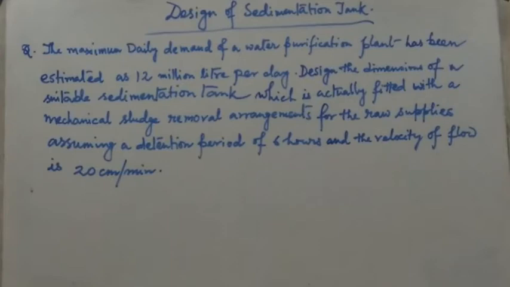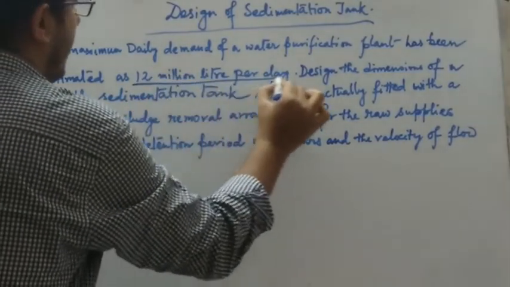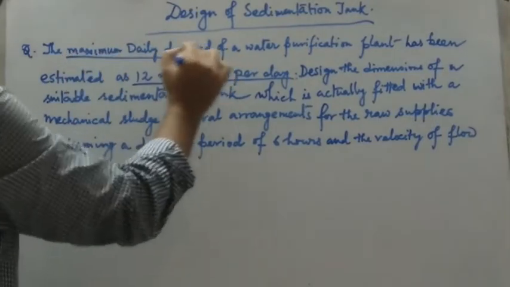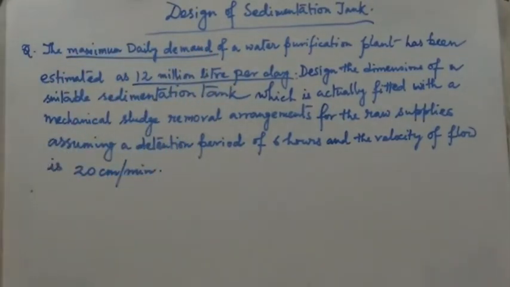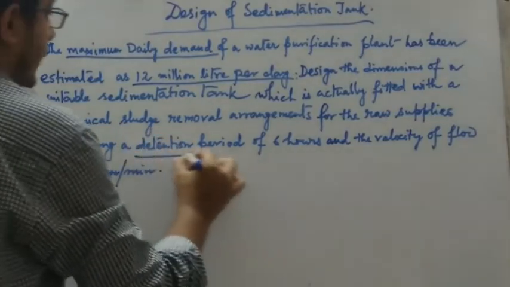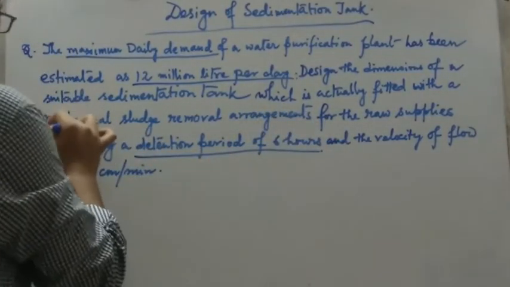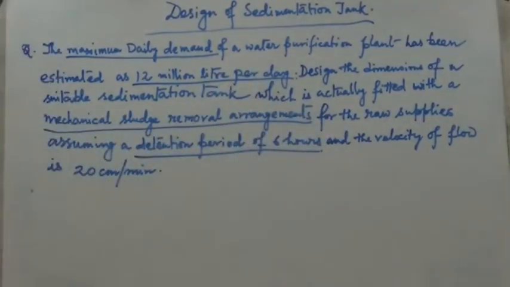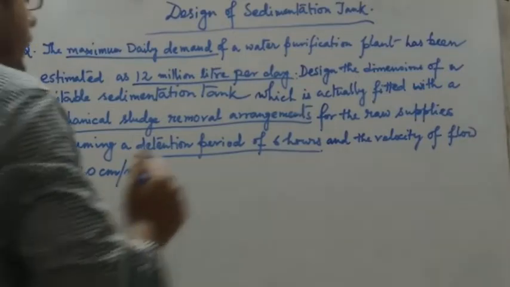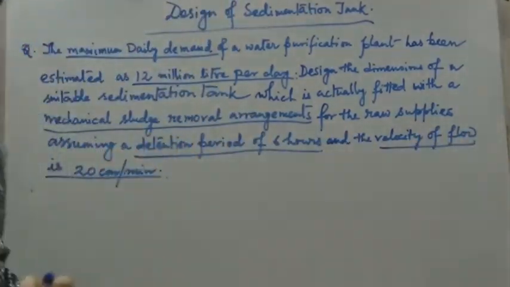sedimentation tank. So what are the given data here actually? The important given data is 12 million liter per day, the maximum daily demand. It is very much important. It is a main factor for design of sedimentation tank. Another main data is the detention period of the sedimentation tank, which is 6 hours. And there are also mechanical sludge removal arrangements in this sedimentation tank. And the last one is the velocity of flow in the sedimentation tank, 20 centimeter per minute. So these are the given data for this problem.